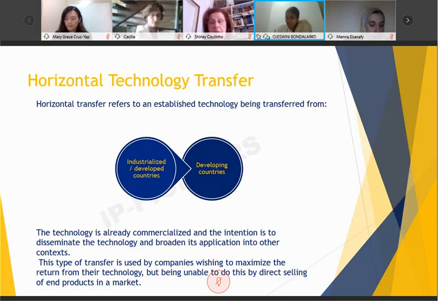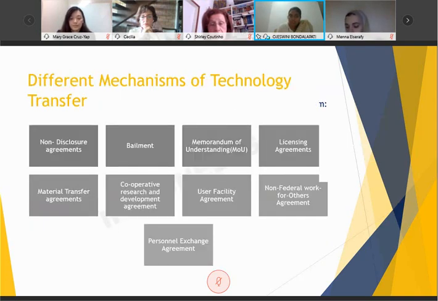Next comes the horizontal one. It is already developed technology. It's already commercialized in one region, but that corporation wants to expand its technology into different sectors or different countries. So they are going to transfer it from an already developed nation to developing countries. This is horizontal technology transfer.